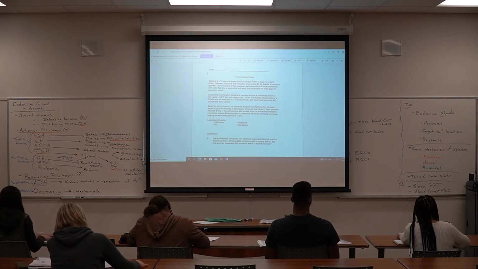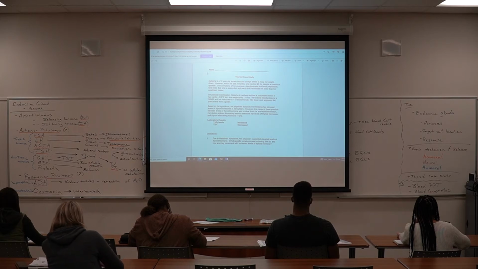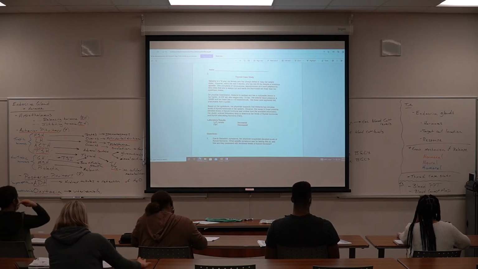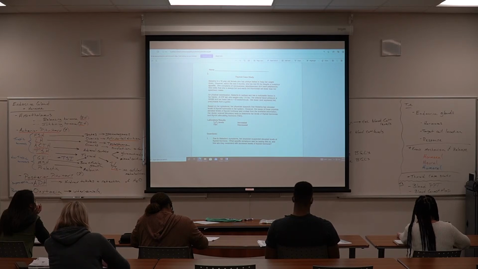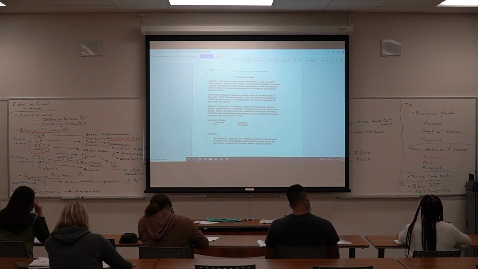So based on all of these symptoms, her physician suspects that Natasha has elevated levels of thyroid hormone. That would be the T3 and T4 that we talked about in her system. However, the cause of the possible elevated levels of thyroid hormone is unclear, and that's what we're going to try and figure out in this case study. So what the doctor did is he ordered laboratory tests to determine the levels of thyroid hormones in her bloodstream, and the results are here.